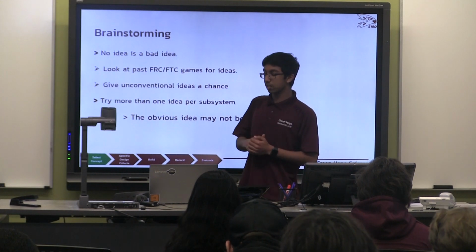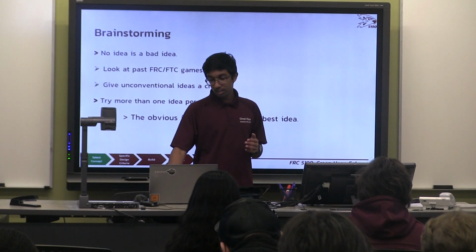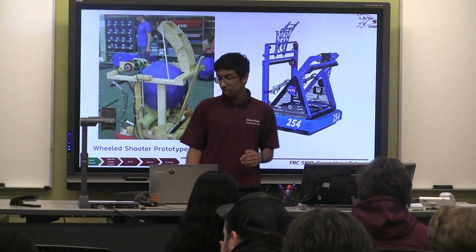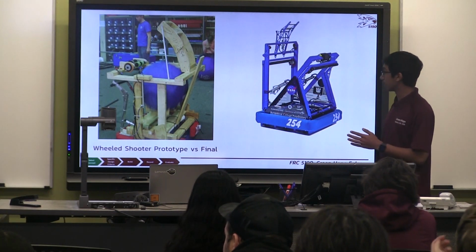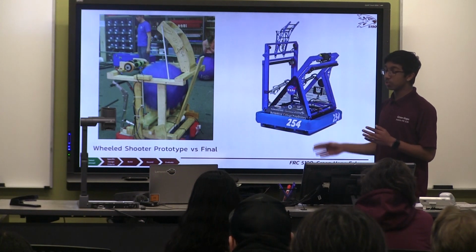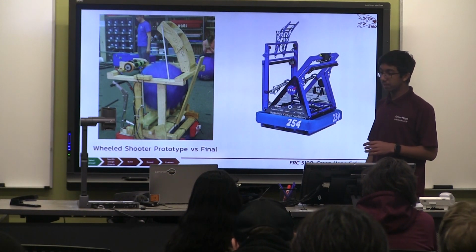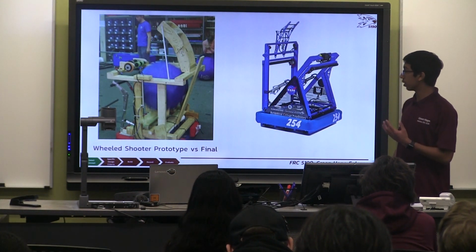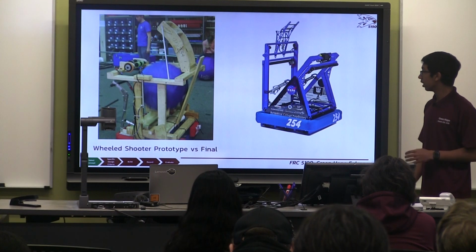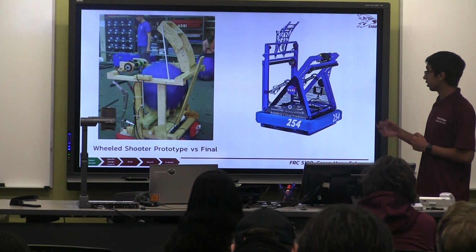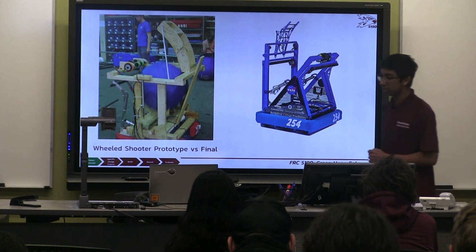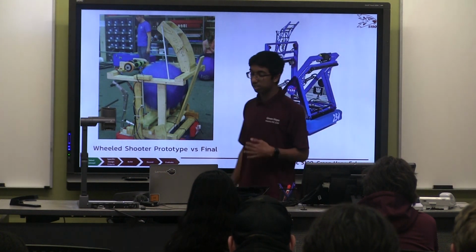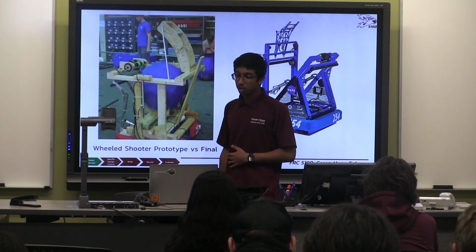But some teams saw across that design and decided to use a shooter-based style. They used large wheels of different sizes, and then they were able to shoot their ball into the scoring platform much more effectively, much more accurately. And I think 254 ended up winning that year's competition at Worlds. So you always want to give unconventional ideas a try.